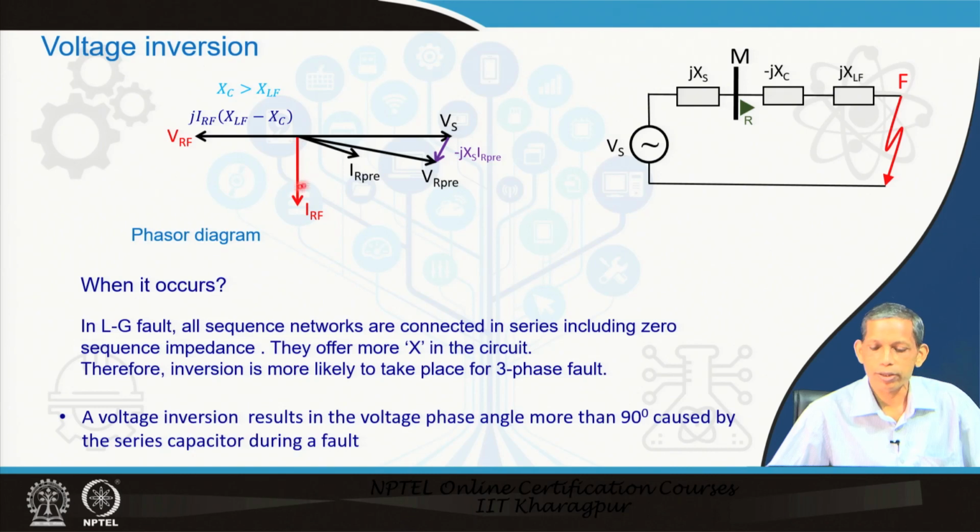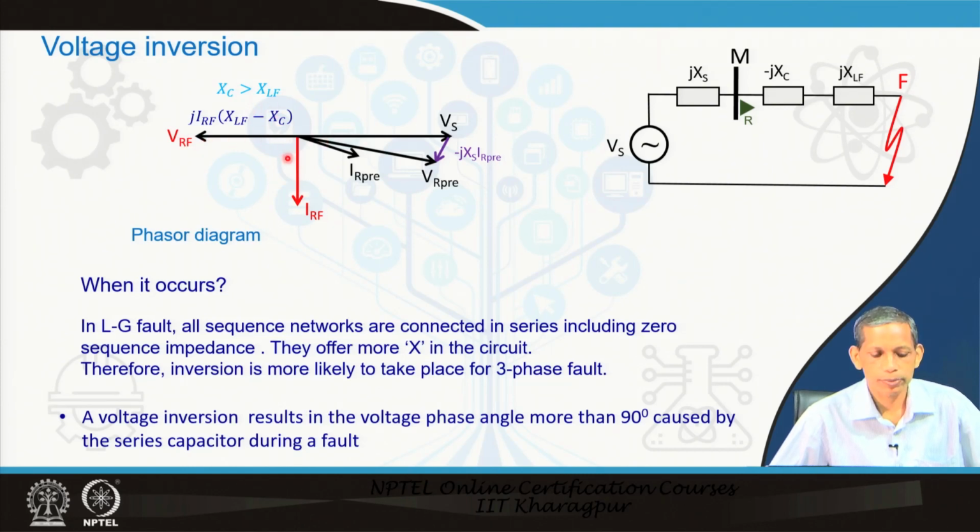Now, to this lagging current I r, our point is that the voltage here is I r into this drop, which happens to be negative. So, I r into this drop gives us this part, j of this. Therefore, this becomes this, but x c is greater than x l f. So, this takes a position like that as compared to this.